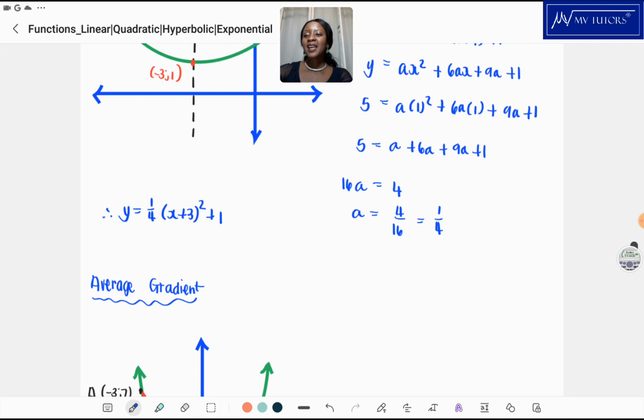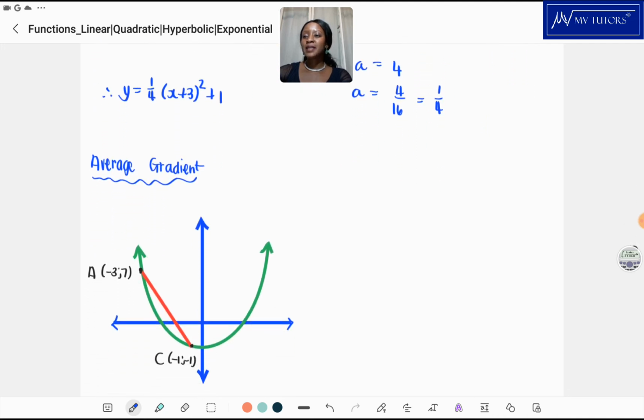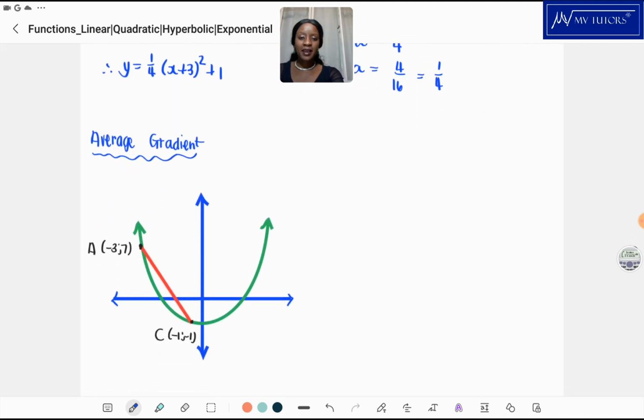So yeah, and then what I wanted to talk about next is basically the average gradient. Okay, so because a parabola is like a curve, with the straight line, getting the gradient is easy. You just get 2 points on a straight line and you calculate the gradient, which is the change in y over the change in x.